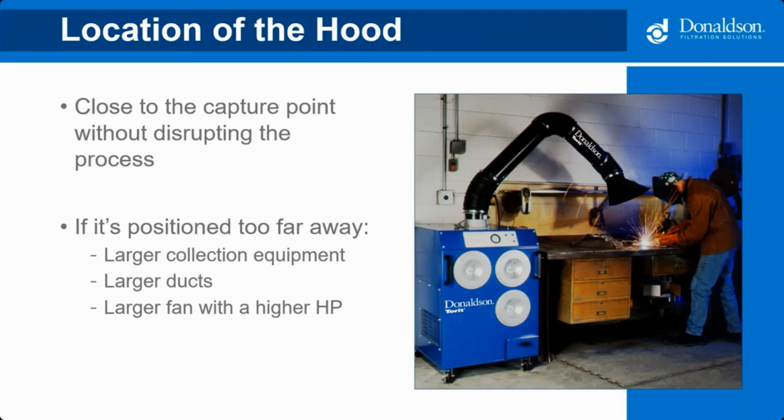Consider, for example, a vacuum cleaner in your own home. To pick up debris effectively from the surface, the vacuum head must be close to the contaminant. A hood positioned twice the distance from a contaminant emission point, rather than at the capture point, will require the draw of approximately 4 times more air to produce the same capture efficiency. And more air means larger collector equipment, larger ducts, larger fan, higher horsepower, all of which adds to capital and operational costs.